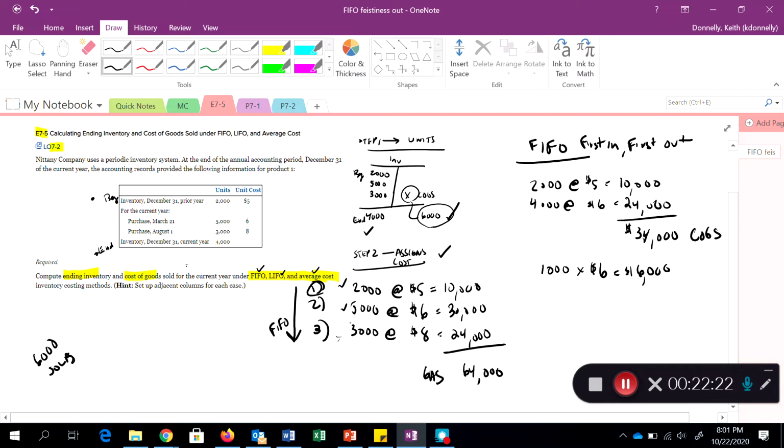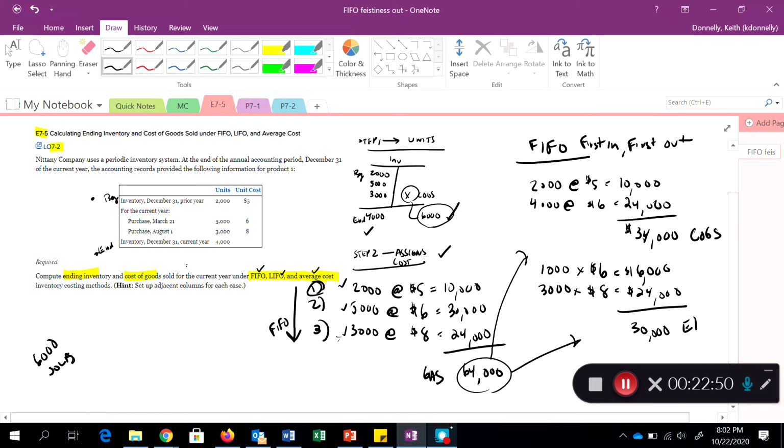And then we have our third place remaining. 3,000 units left there at $8 each. 24,000. So that means 30,000 is our ending inventory. So our goods available for sale, 64,000. We're going to assign those, 34 to our cost of goods sold, and 30 to our ending inventory.